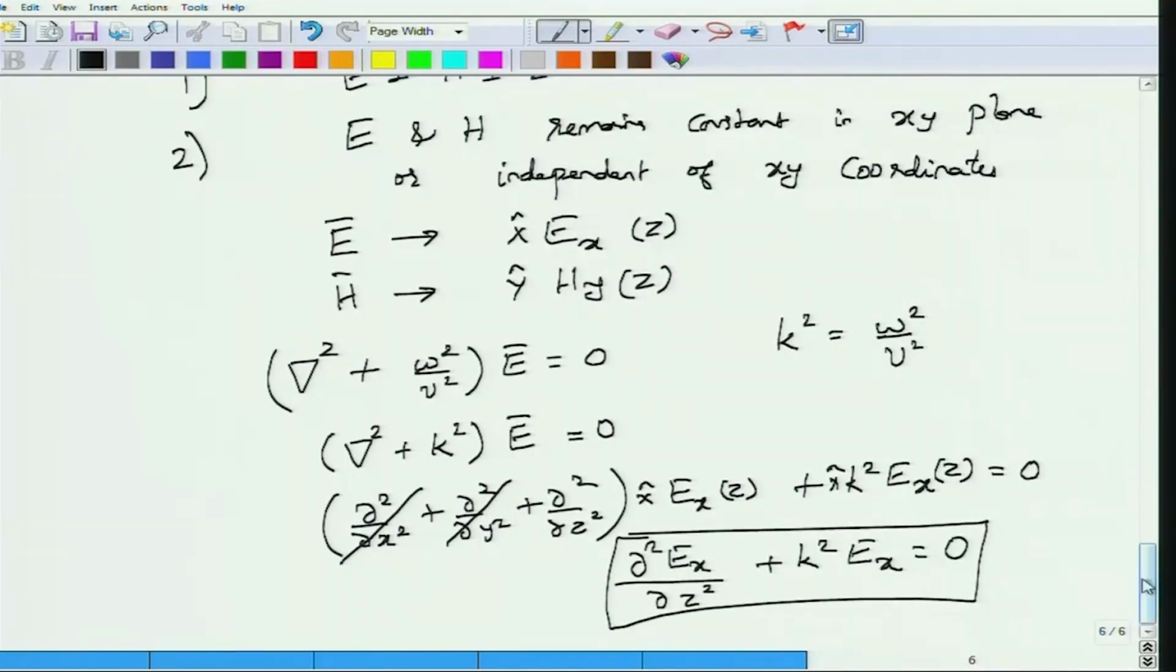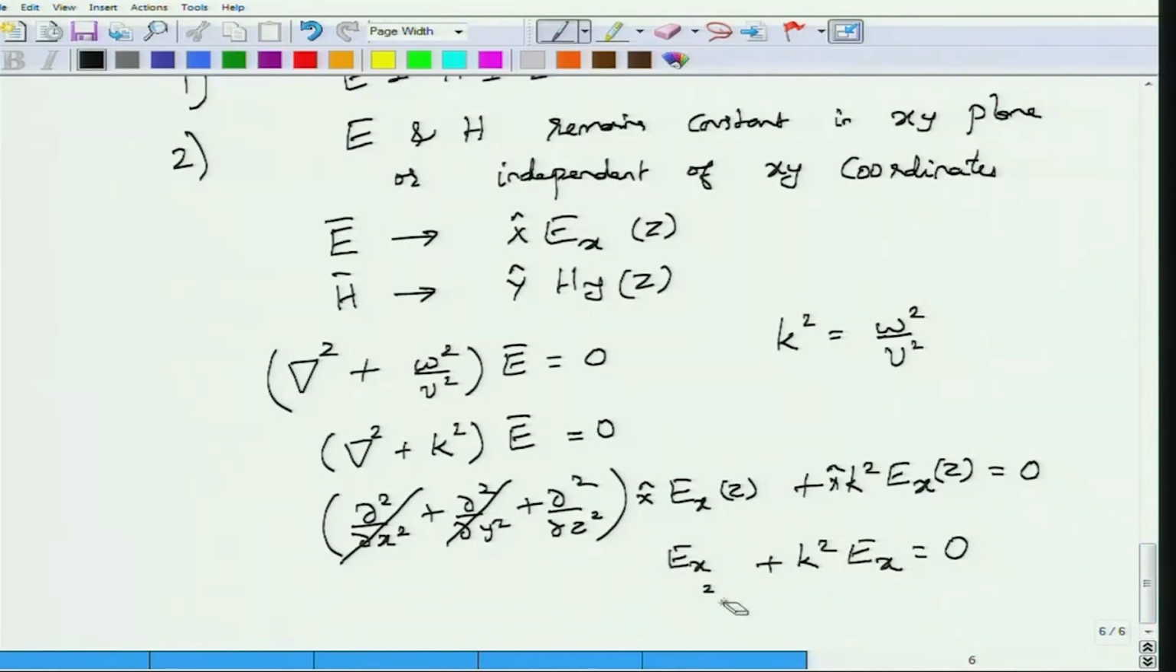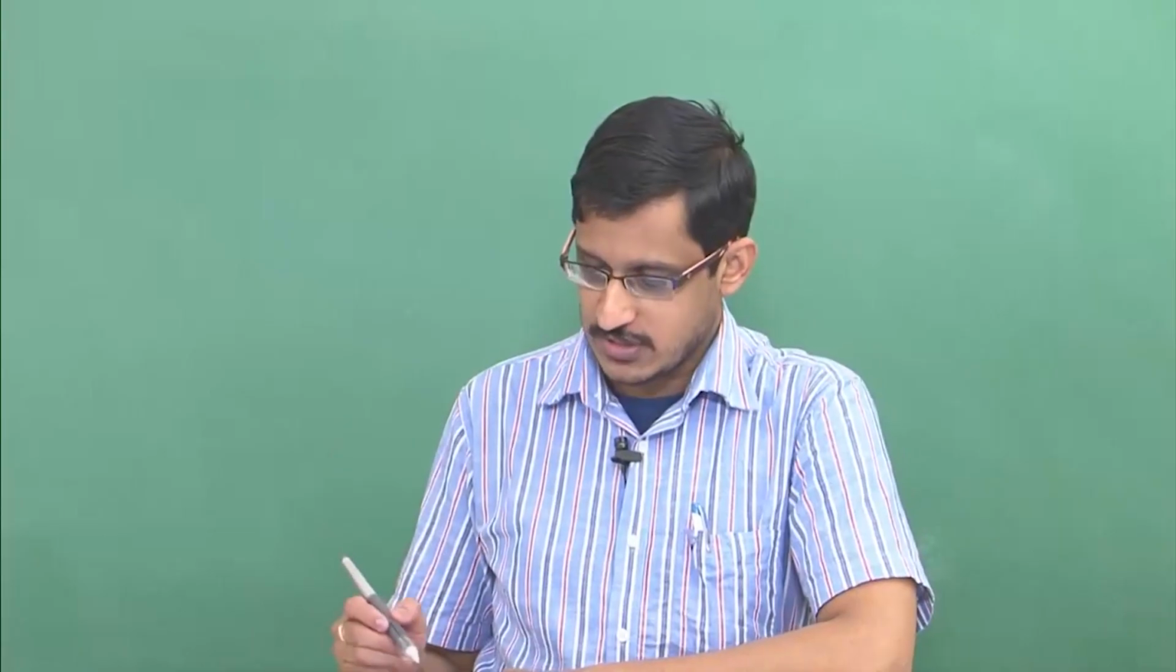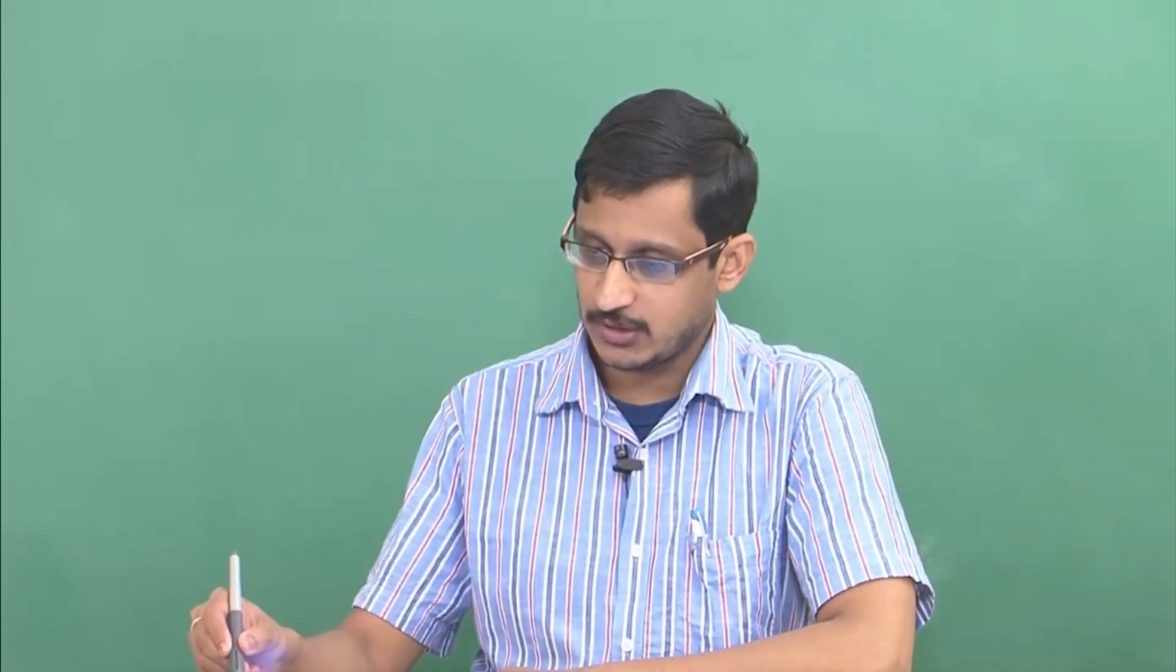And since Ex is only a function of z, there is no need to write this as del square by del z square. I can simply write this as d square Ex by dz square. This is the equation that is highly simplified from the Helmholtz equation, based on the ideas we have discussed previously, and we want to see what the solution is for the electric field Ex. How do we solve this equation? Well, I do hope that you remember your solutions for differential equations.